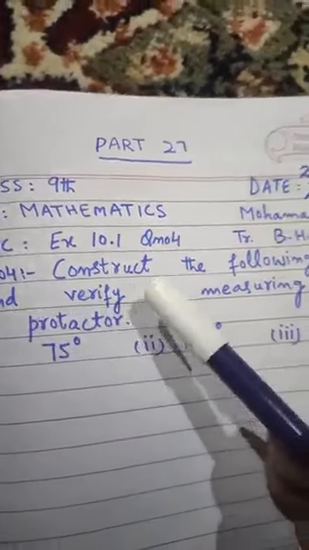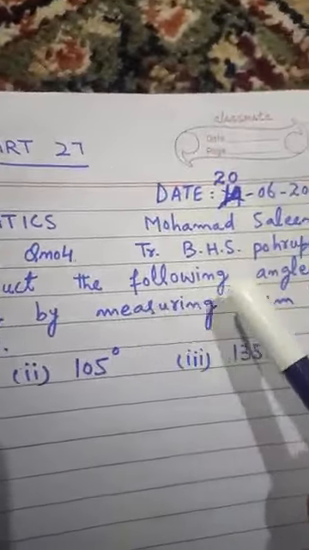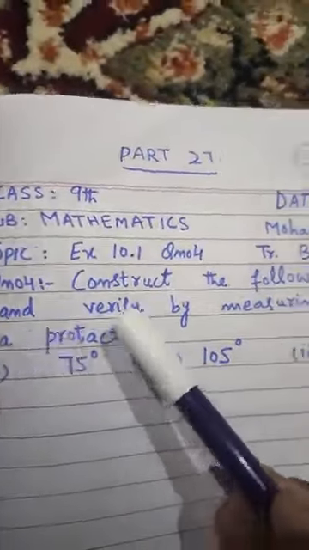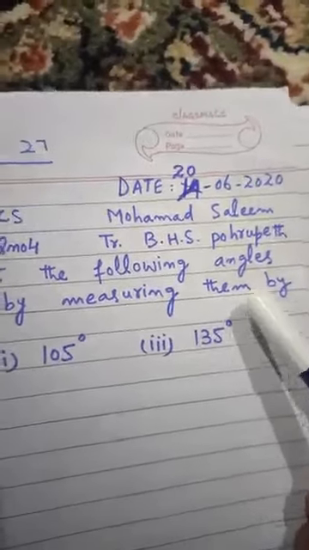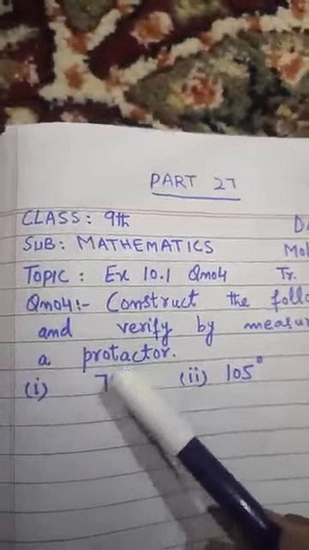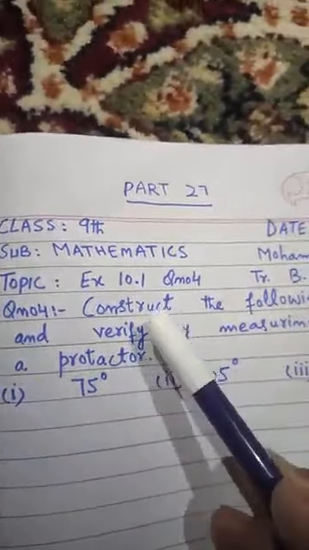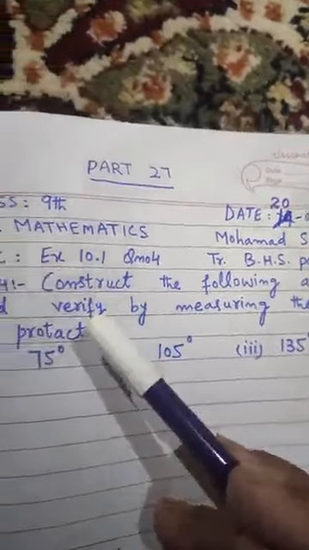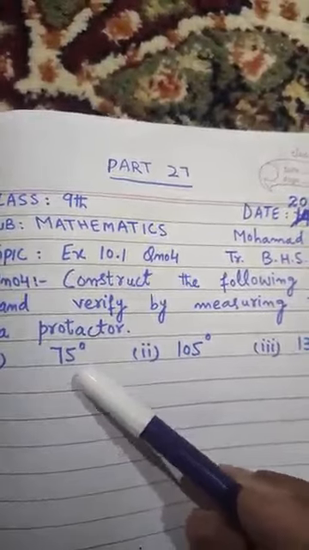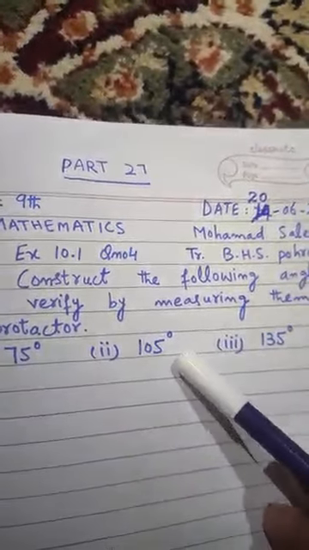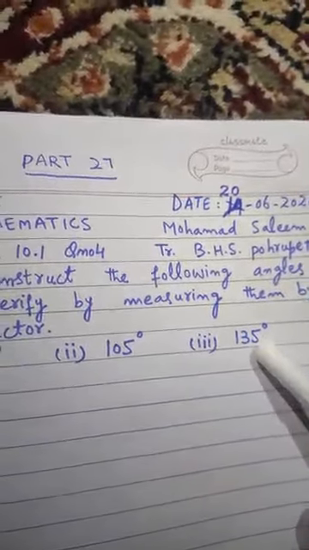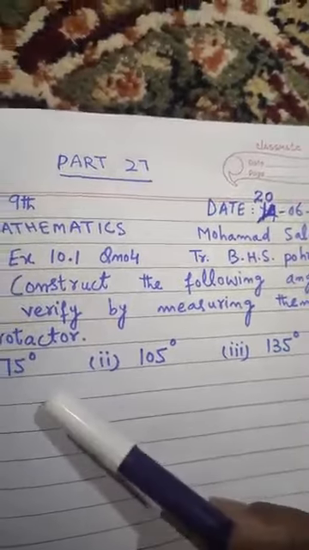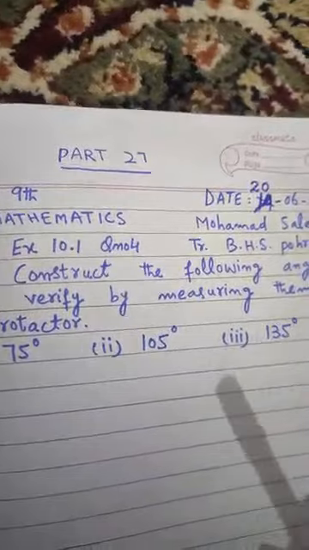Question number 4. Construct the following angles and verify by measuring them by a protractor. We have to construct a 75 degree angle, 105 degree angle and 135 degree angle. And after that we have to verify these angles by using a protractor.